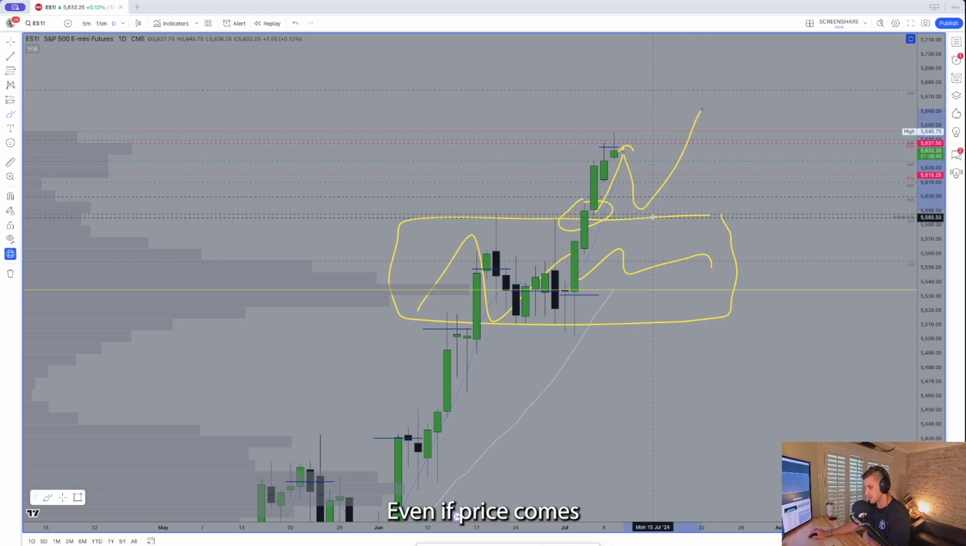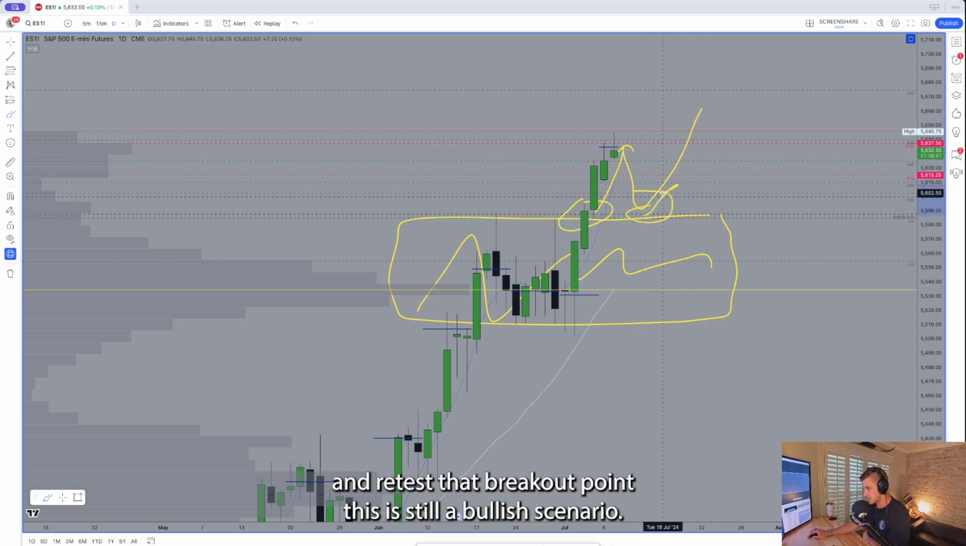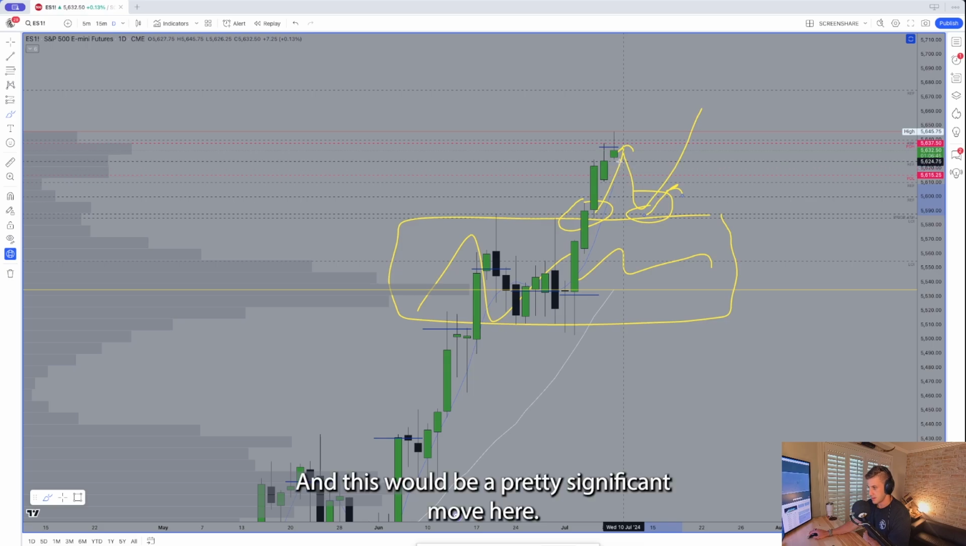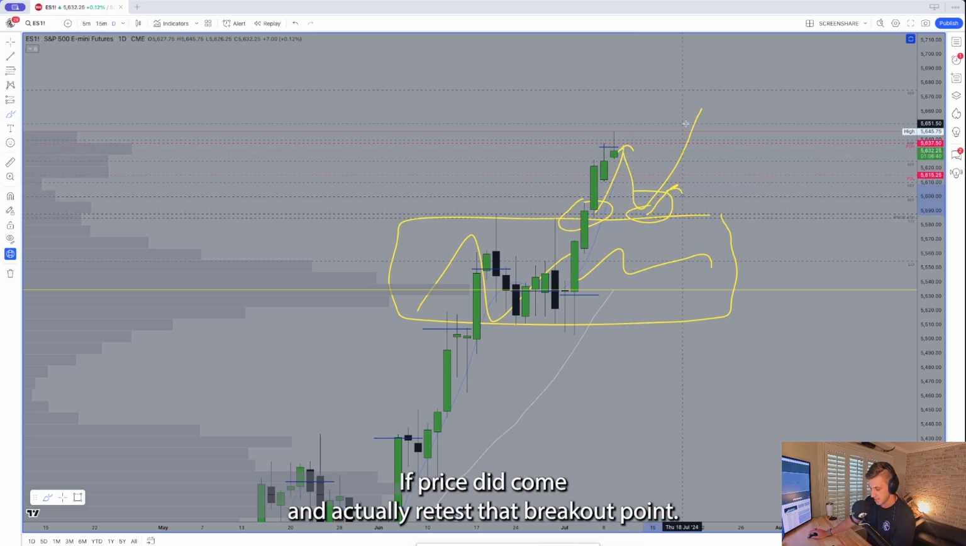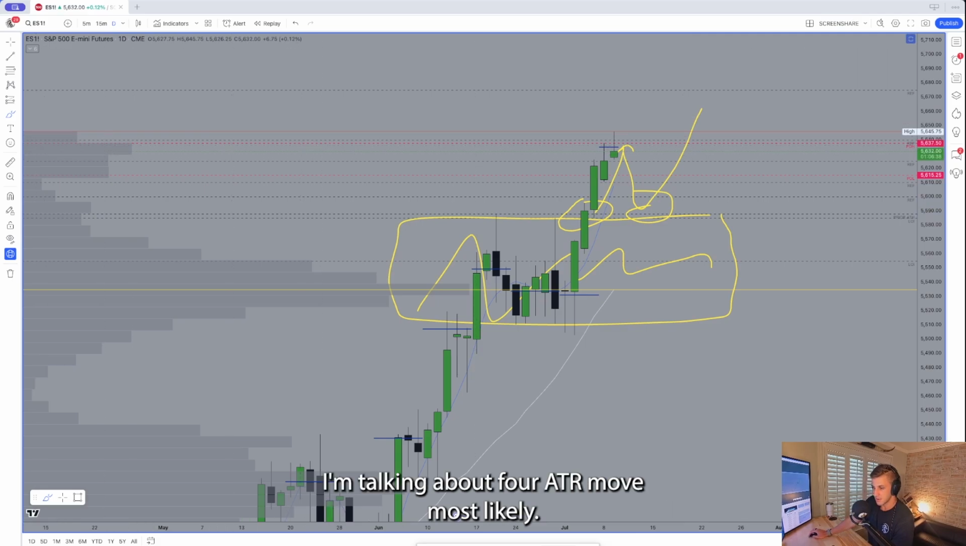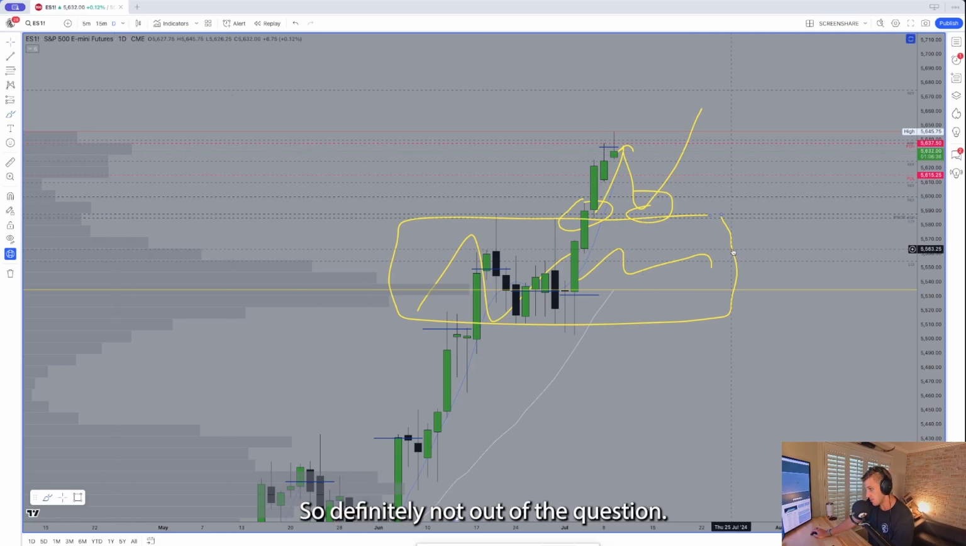Even if price comes and retests that breakout point, this is still a bullish scenario. And this would be a pretty significant move here if price did come and actually retest that breakout point. I'm talking about a full ATR move, most likely. So definitely not out of the question.